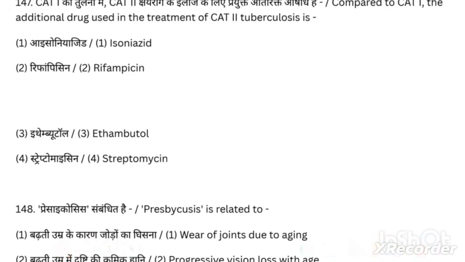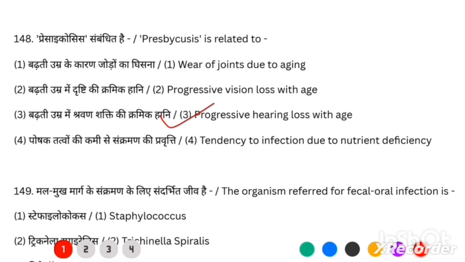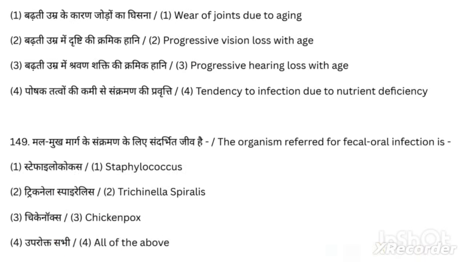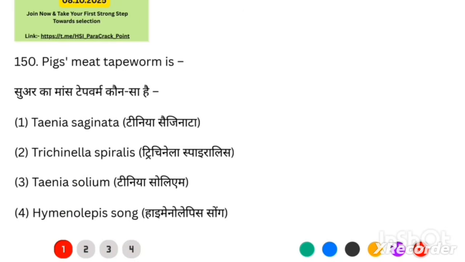Next question is, presbycusis is related to. So the correct answer is progressive hearing loss. Progressive hearing loss with age. It is age-related deafness due to cochlear degradation. Next question is, organism referred for fecal oral infection is. So the correct answer is Trichinella spiralis. Next question is, pig meat tapeworm is. So the correct answer is Taenia solium.